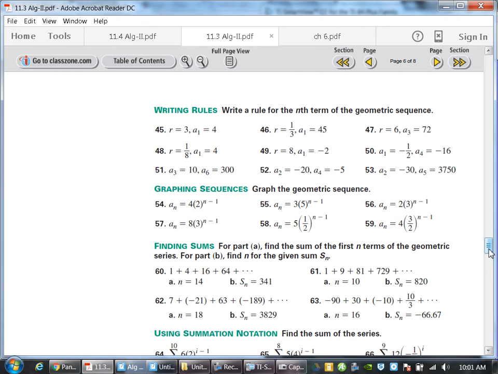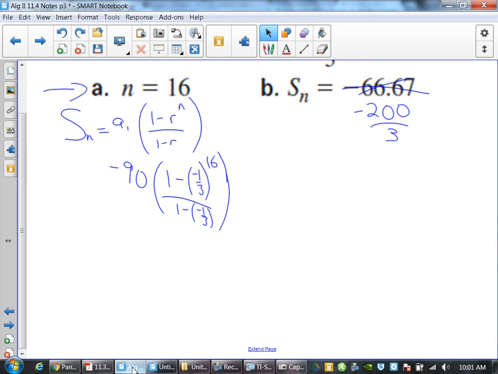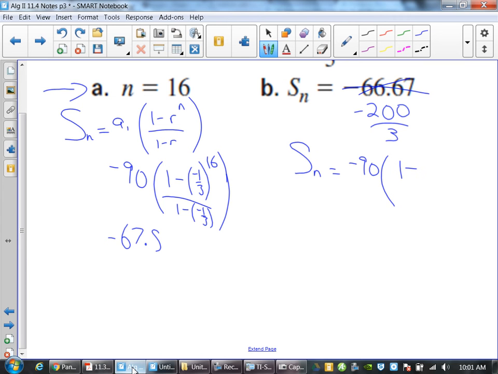But for B on this problem, would you use the same? Yeah, geometric series. All right. So then, this gives you negative 67 and a half. Find the sum of them that adds up to equal negative 200 over 3. Well, same deal. The sum is our first term, negative 90, times 1 minus our rate, which was negative 1/3, to the n, over 1 minus negative 1/3.